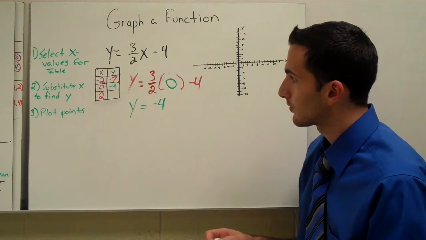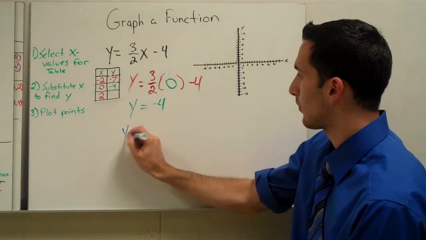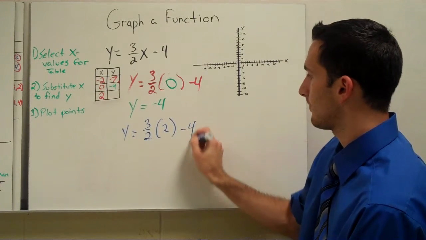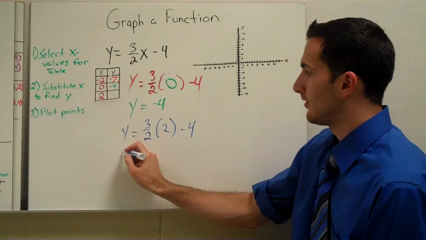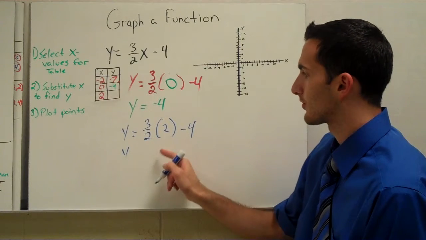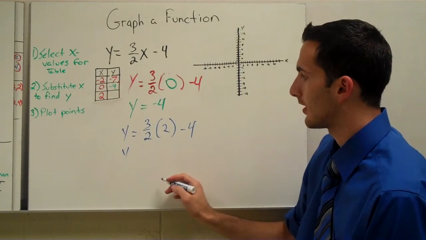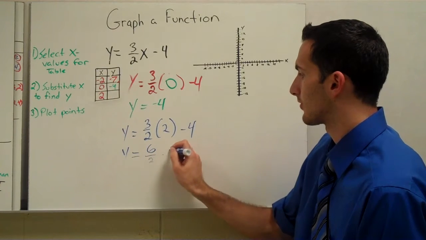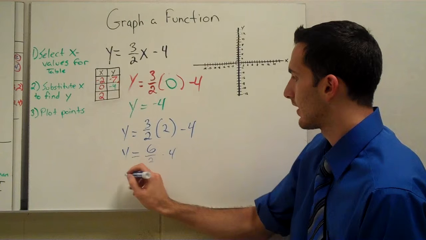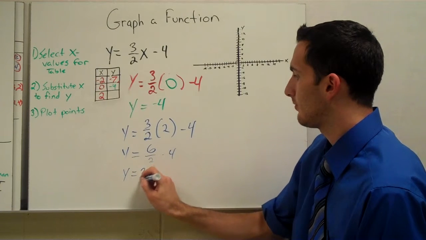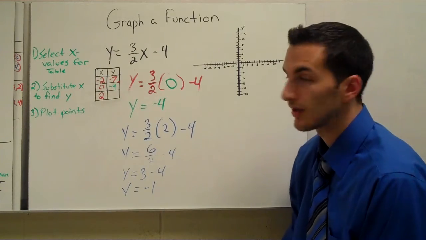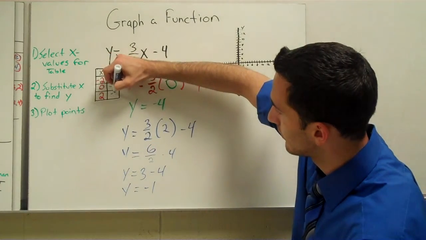Now I'm going to plug in the last one, which is a positive 2. So I get y equals 3 over 2 times 2 minus 4. Again, we're doing 3 halves times 2. You multiply straight across when you're multiplying fractions. So y equals 6 over 2 minus 4. That's going to give me y equals 3 minus 4, which will give me y equals negative 1. So my last coordinate is 2, negative 1.